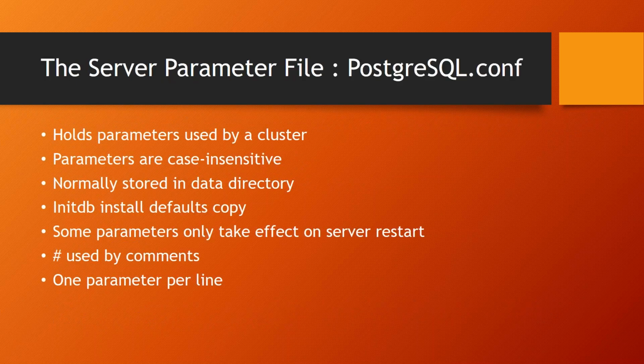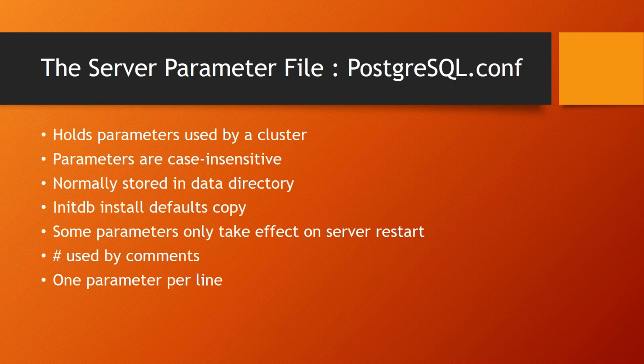The server parameter file is actually the Postgresql.conf file. This parameter file holds all the parameters. Parameters are case insensitive, and the file is inside the data directory by default. Whenever we initialize a brand new database cluster, we always get a default Postgresql.conf file.